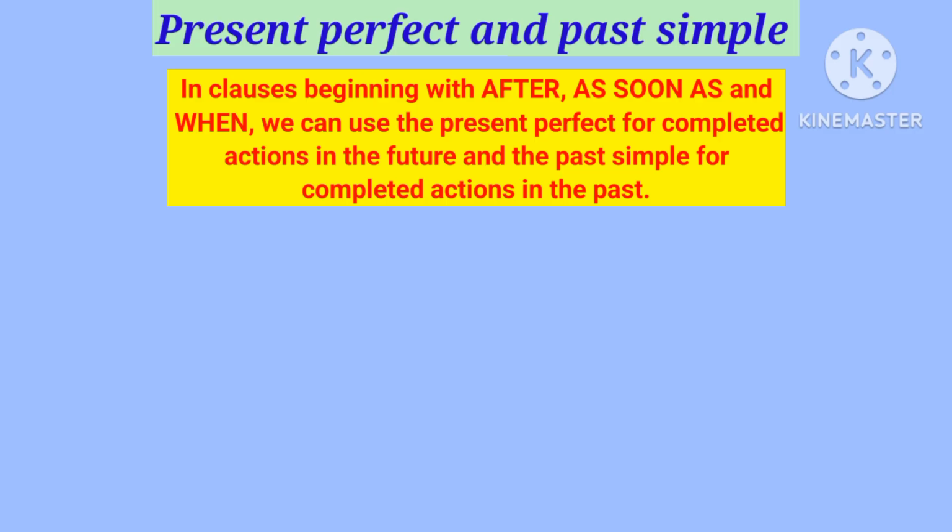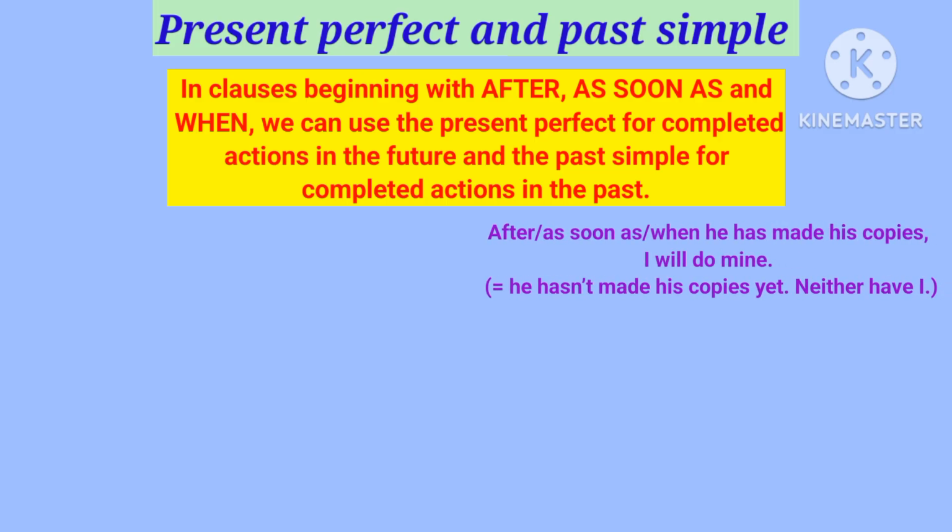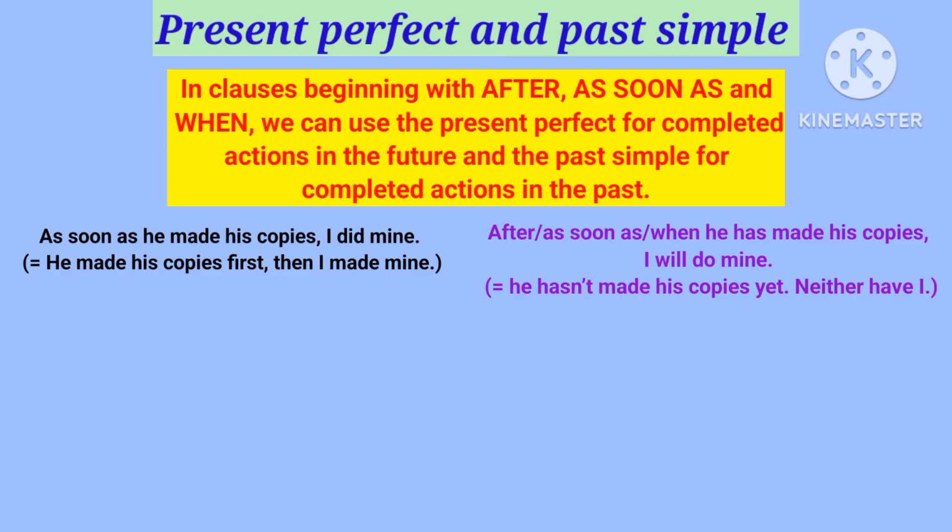In clauses beginning with after, as soon as, and when, we can use the present perfect for completed actions in the future and the past simple for completed actions in the past. For example, after or as soon as or when he has made his copies, I will do mine. It means he hasn't made his copies yet. Neither have I. As soon as he made his copies, I did mine. He made his copies first, then I made mine.